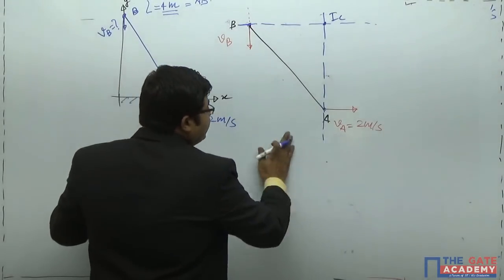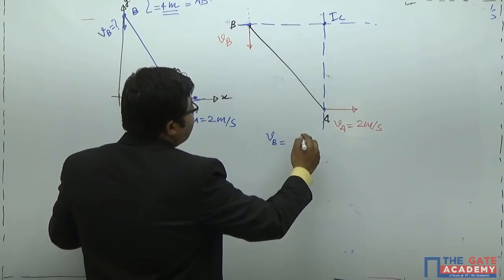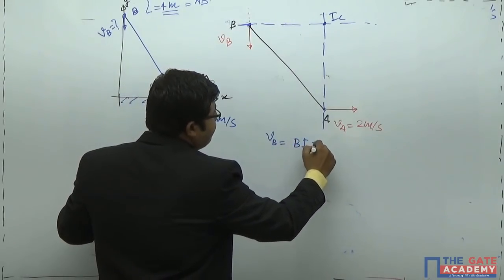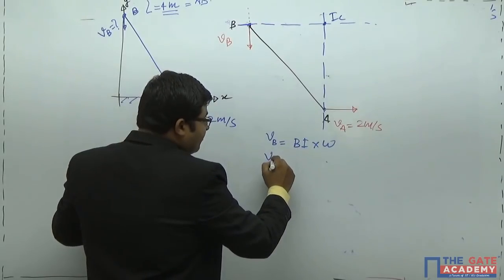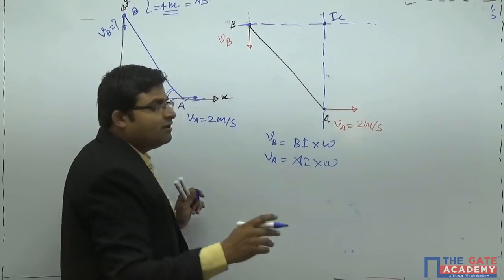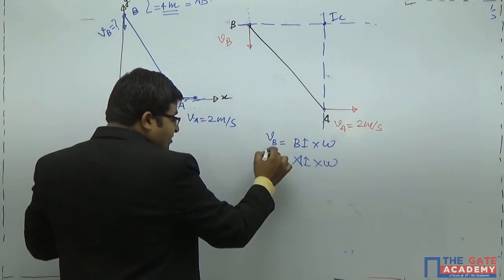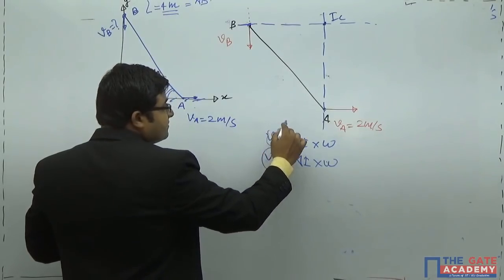Now if you want to write the equation, again it's very easy. Velocity of point B will be nothing but Bi multiplied by omega. Velocity of point A will be nothing but Ai multiplied by omega. Like this we can write. Next, this is given to you, but you have to determine this.